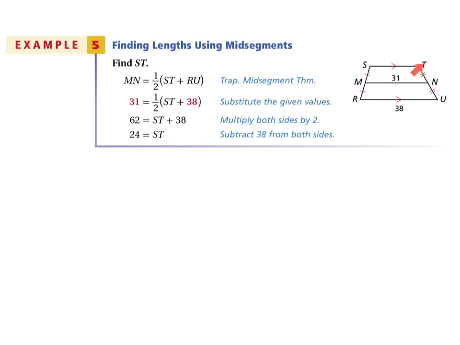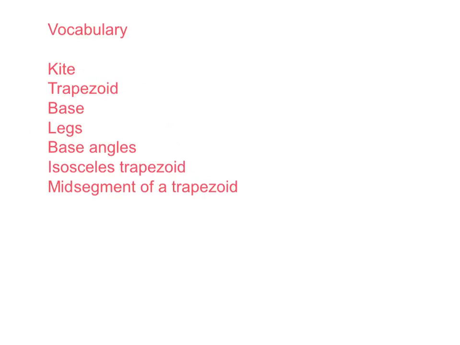If I wanted to find ST, we know that the midsegment is 31. That's equal to half of the sum of ST and RU. So the trapezoid midsegment theorem, we would write that down. We would substitute in our two values, and we just solve. So I can multiply both sides by 2, and then use subtraction property, and get the measure of ST as 24.